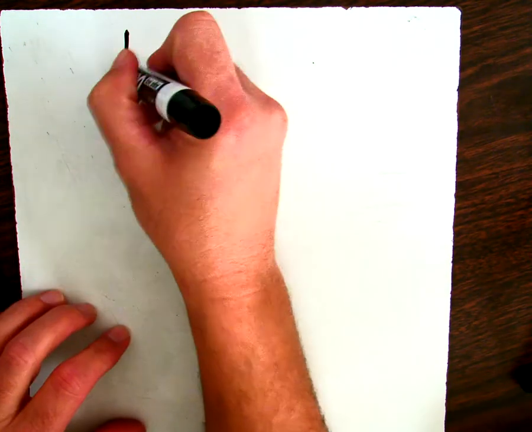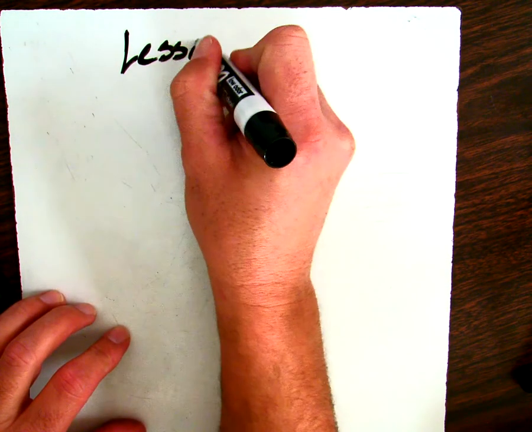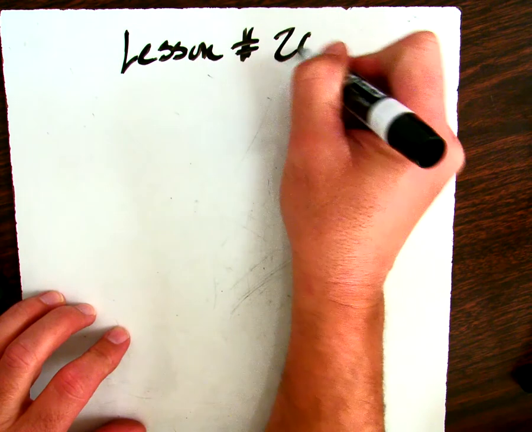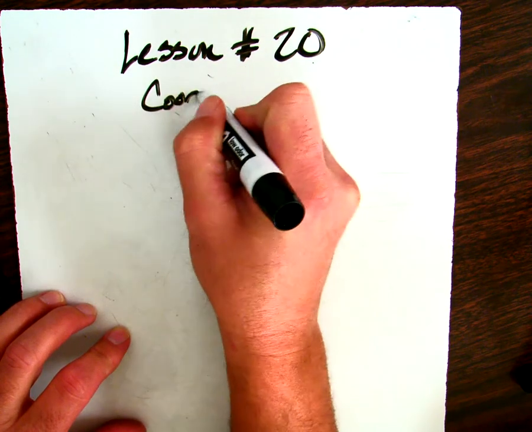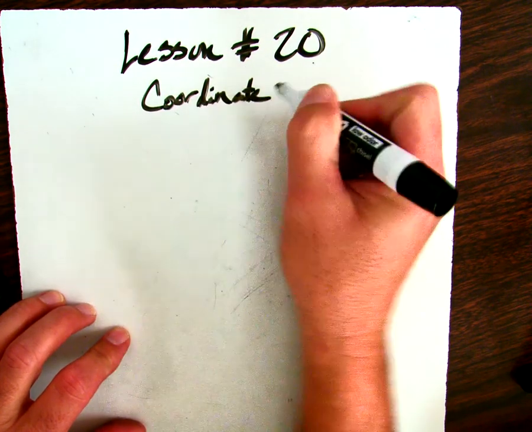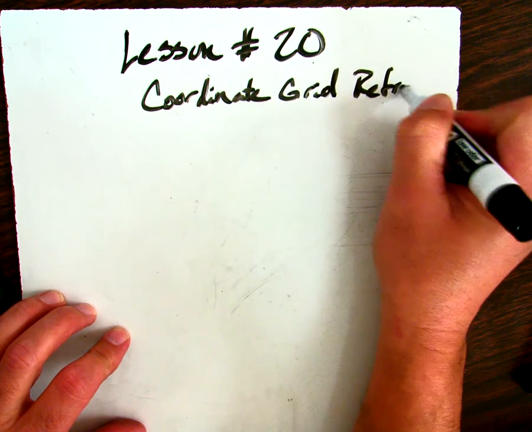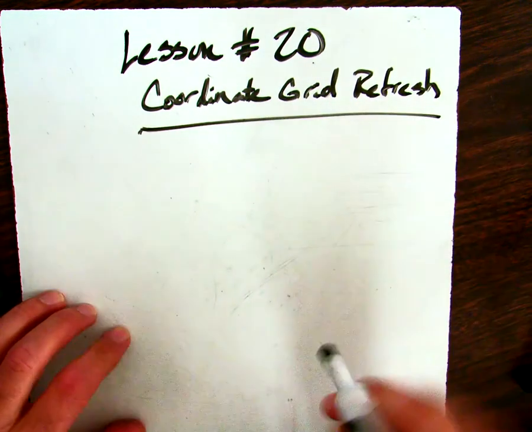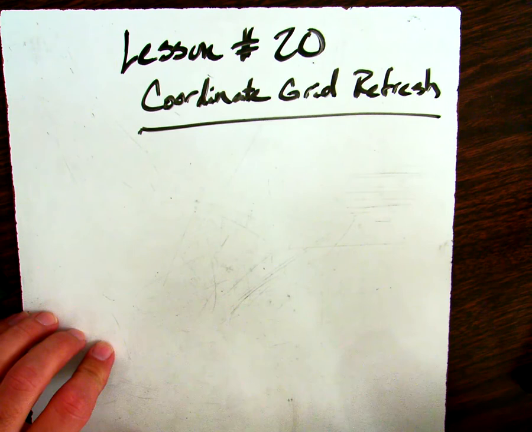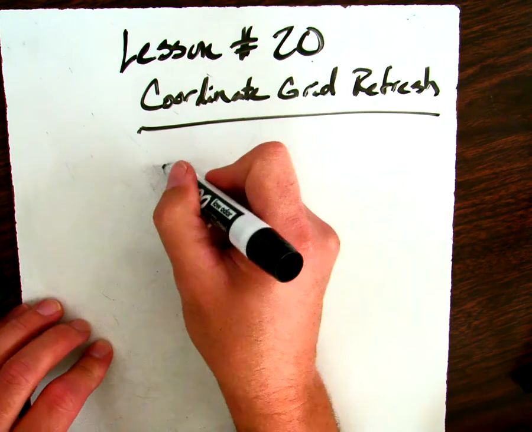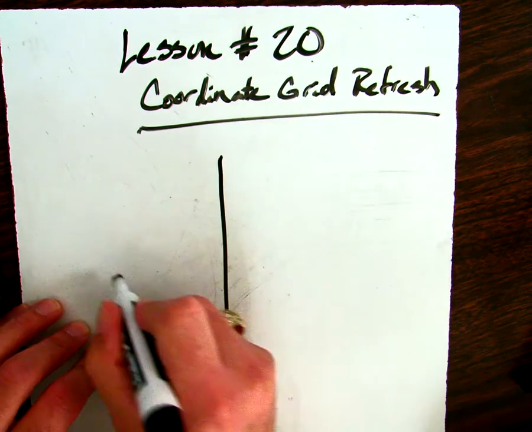Alright, so today we are going to be doing lesson number 20, which is just a coordinate grid refresh. That basically is going to be information that comes from math that you guys have already talked about, you've used during the math. And so let's go ahead and get started. The first thing is we're going to talk about the coordinate grid.